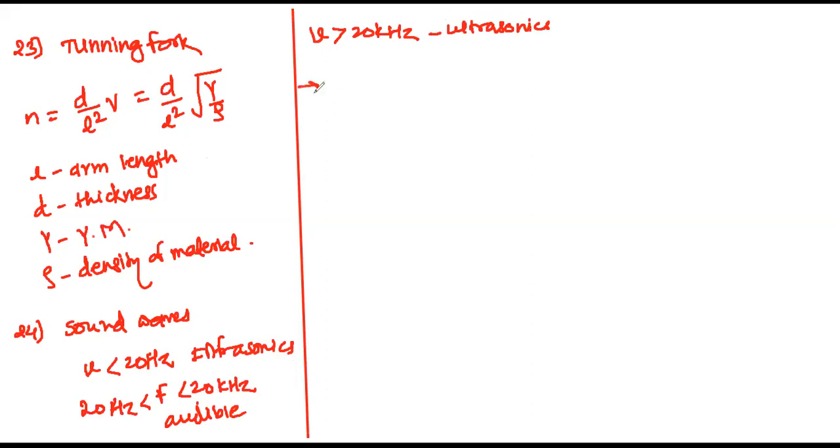Next, the sound levels formula: beta is equal to 10 log I by I naught. Beta 2 minus beta 1 is equal to 10 log I2 by I1.